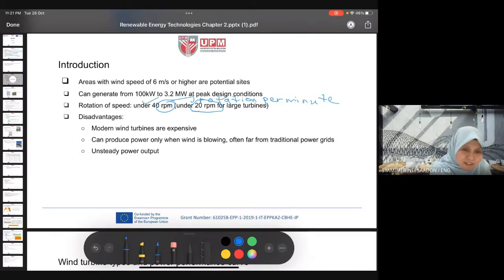The disadvantages of this wind turbine: most of them are expensive, and they can produce power only when the wind is blowing. Often they are far from traditional power grids, and the power output is unsteady.